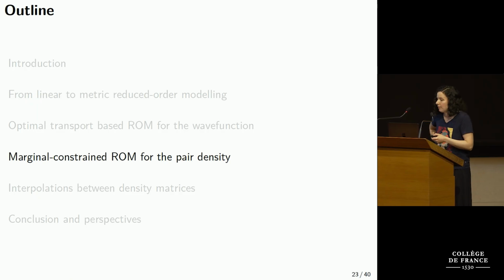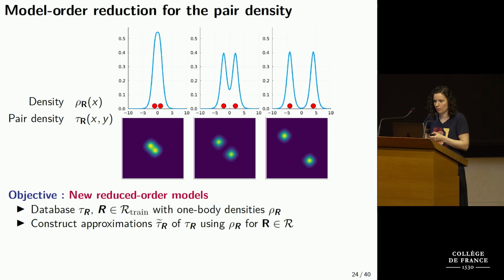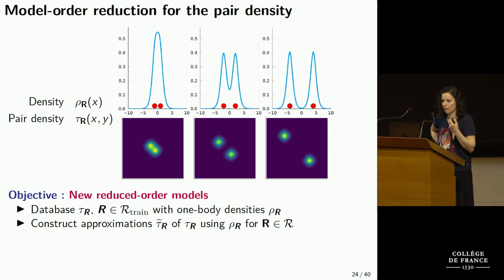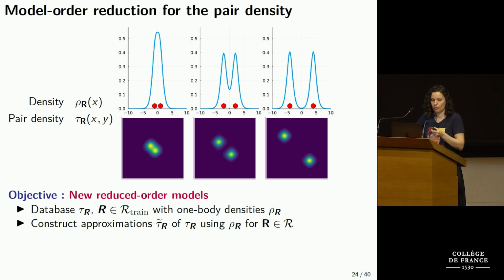Okay, and so then, having this at our hands, we try to develop reduced order models for the pair density. So somehow we have the information of the density. One thing I should mention is that in practice it's often easier to have access to a good approximation of the density compared to having a good approximation of the pair density. So our idea here was to say we have a database of densities and corresponding pair densities, and then we want to construct approximations of the pair densities knowing the density.